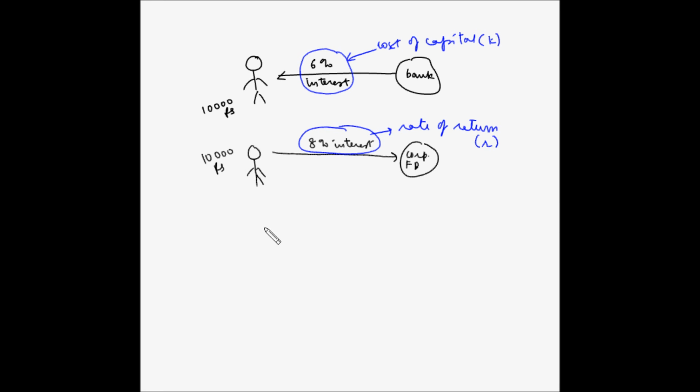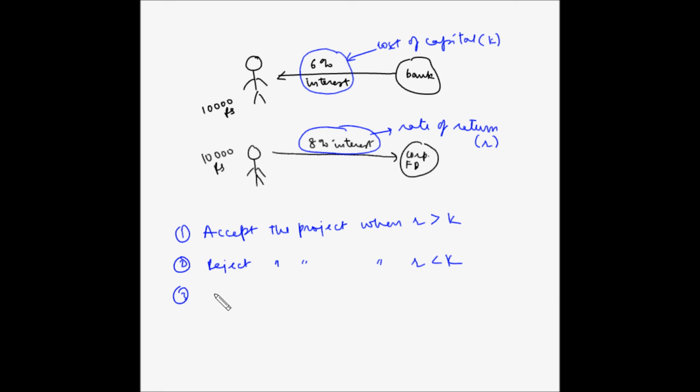So for the IRR method, the acceptance rules are: first, accept the project when the rate of return is more than the cost of capital. Second, reject the project when R is less than K, or the rate of return is less than the cost of capital.